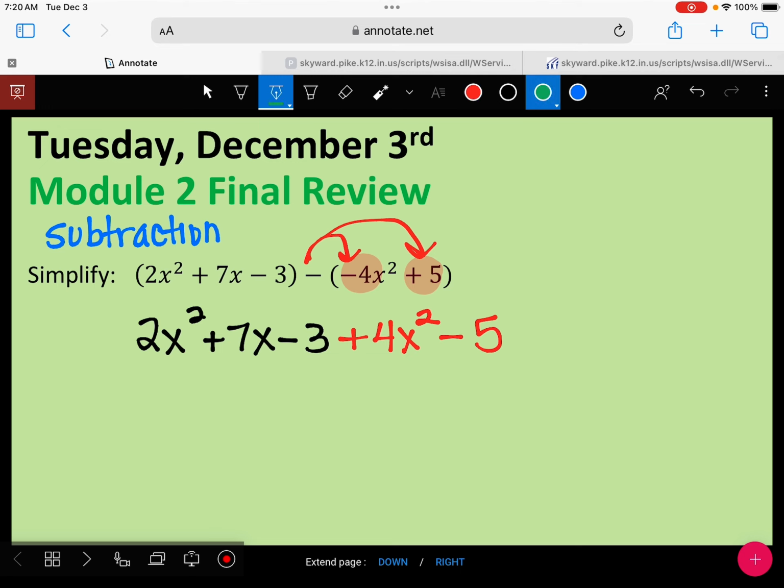So when we combine our like terms, that would be this 2x squared and the 4x squared. Go ahead and add those together. And then we're going to add together the negative 3 and the negative 5.